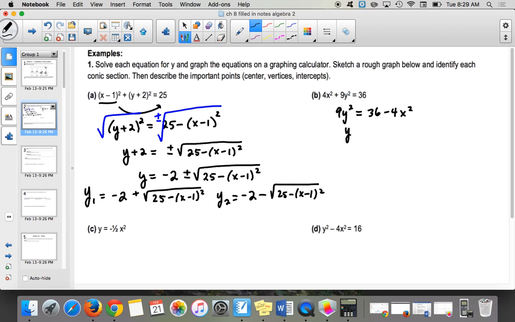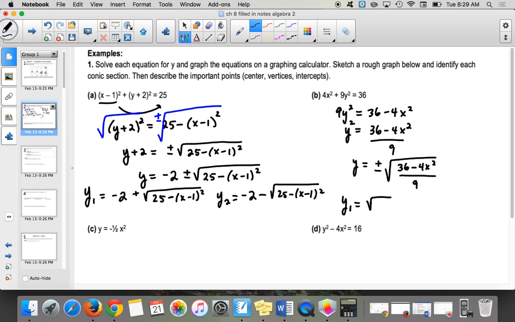And I'm going to divide by 9. So I have y squared equals 36 minus 4x squared all over 9. And then I'm going to take the square root. So I'm going to have y equals plus or minus the square root of 36 minus 4x squared all over 9. So we're going to put this in as two functions.